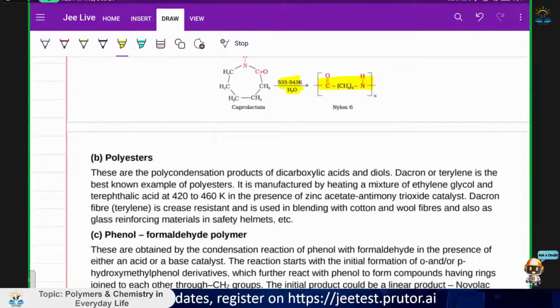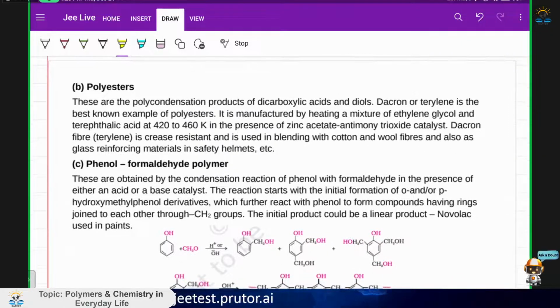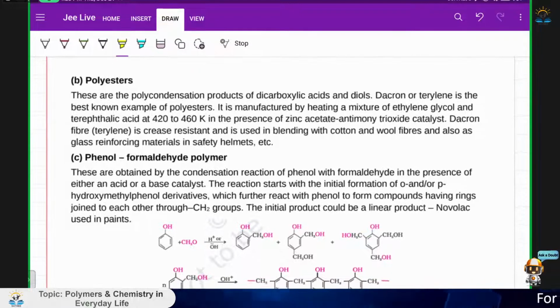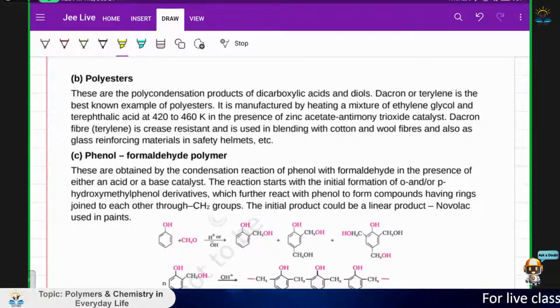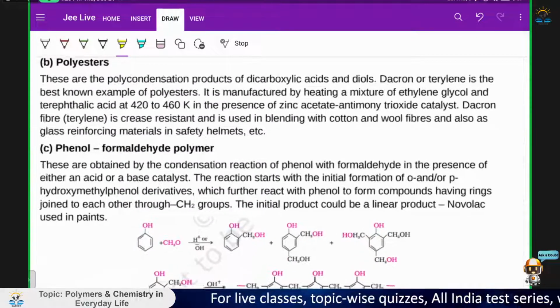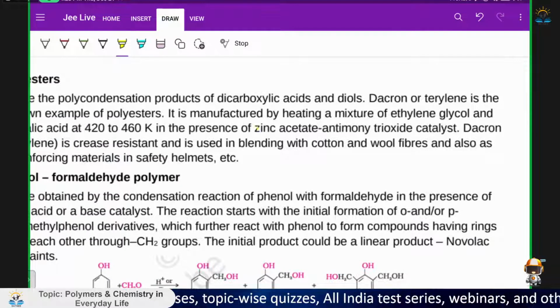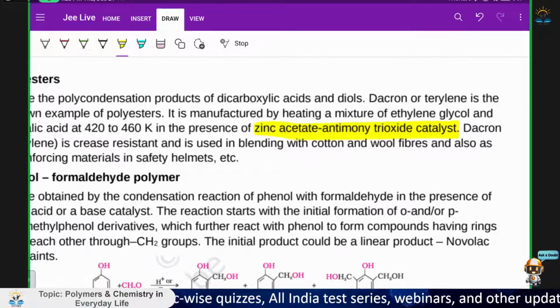Now, our next example is polyesters. We already discussed polyesters when we learned the example of a condensation polymer, which is Terylene or Dacron. These are the polycondensation products of dicarboxylic acids and diols. What we used there were ethylene glycol and terephthalic acid, so it is just a dicarboxylic acid and a diol. Dacron or Terylene is the best known example of polyesters. It is manufactured by heating a mixture of ethylene glycol and terephthalic acid. We already saw the example. And the catalyst is important there. The catalyst we use is zinc acetate and antimony trioxide.